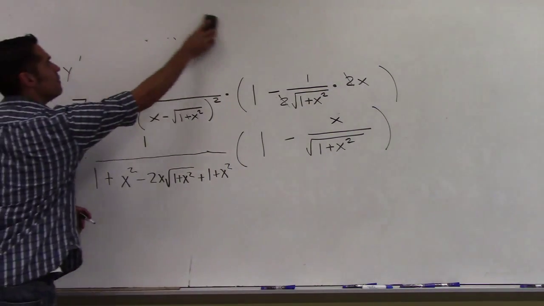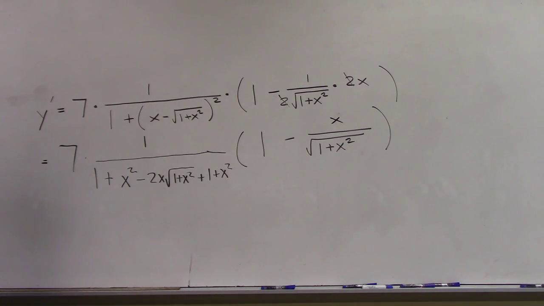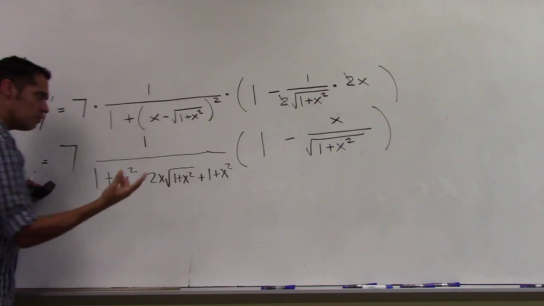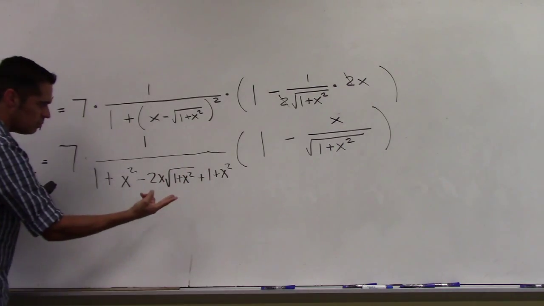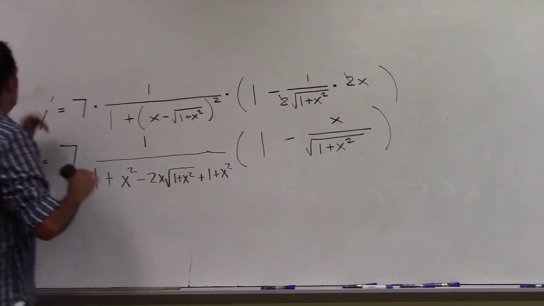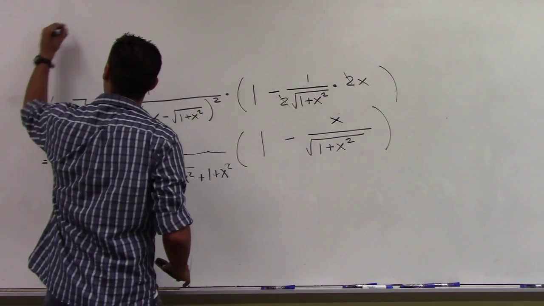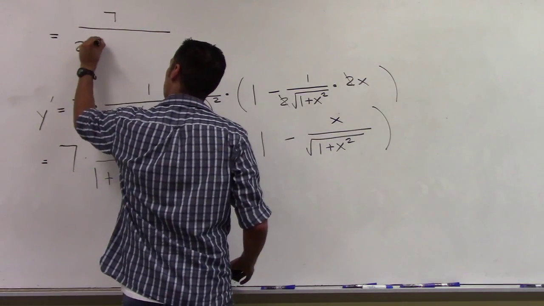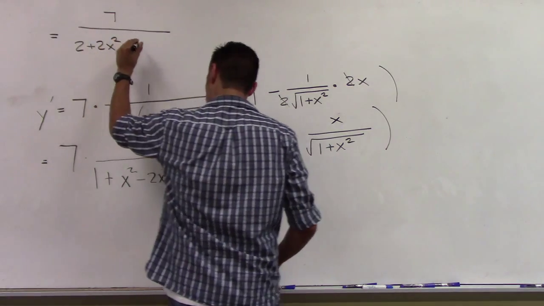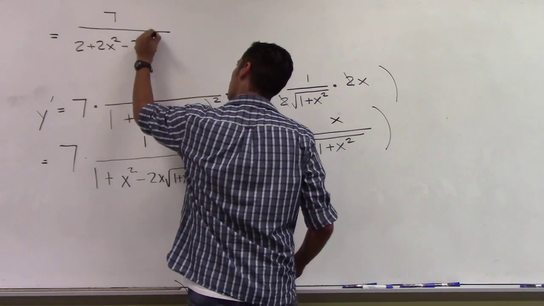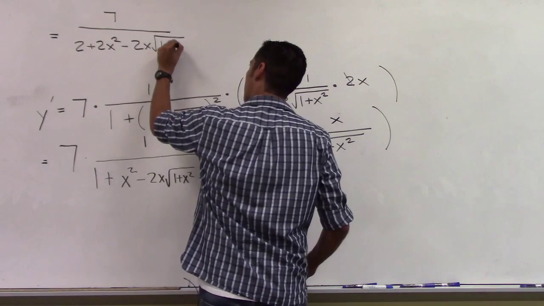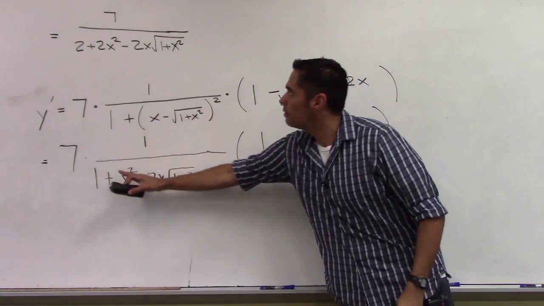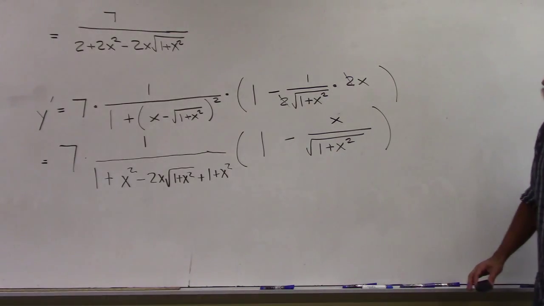So now I'll write down, let's see, does any of that clean up in here? The x squared and x squared is 2x squared. 1 and 1 is 2. And I have a 7 on top. So this is equal to a 7 on top. I have 2 plus 2x squared minus 2x root 1 plus x squared. That's just this part right here. It doesn't look like it's getting any cleaner.